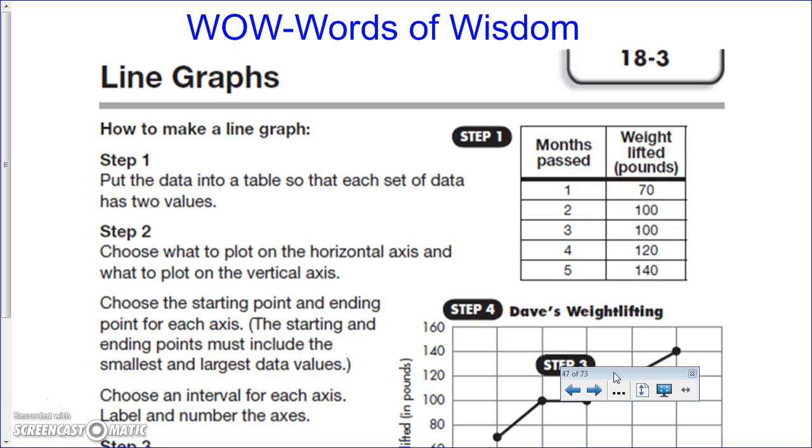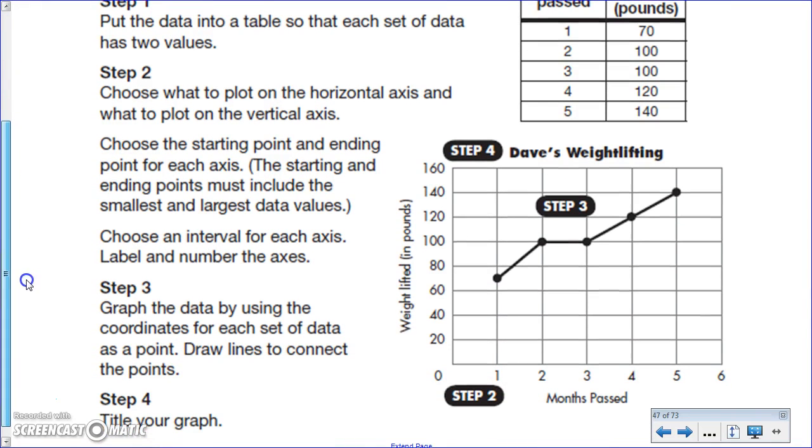Step 2 is to choose what to plot on the horizontal axis and what to plot on the vertical axis. Choose the starting point and ending point for each axis. The starting and ending points must include the smallest and largest data values. Choose an interval for each axis, then label and number each axis. So if we look at our graph to the right here, they've chosen to put the weights lifted going up the left side there. They've done the months past going across the bottom.